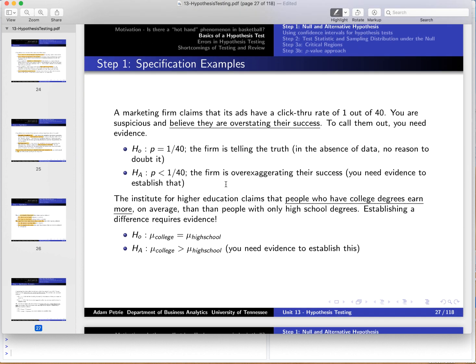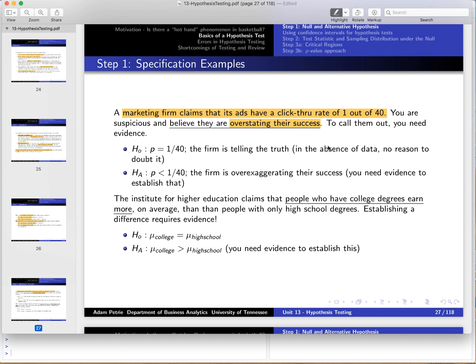All right, what about examples that are a bit more business analytics related? Well, let's imagine that we're dealing with a marketing firm and they claim that their ads have a click-through rate of 1 out of 40. That's relatively high in terms of click-through rates here. And let's imagine that you kind of doubt their claim. You think they're overstating their success. So how could we investigate this in a hypothesis test framework?